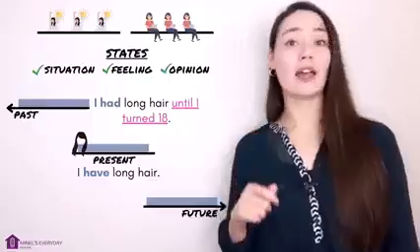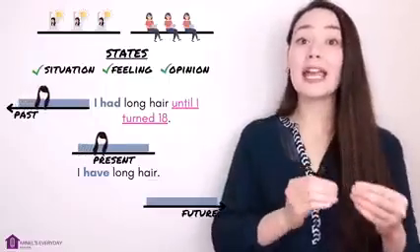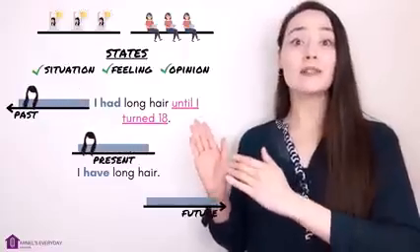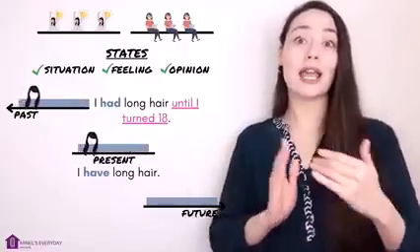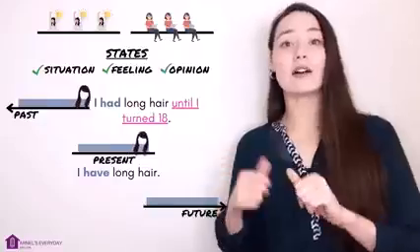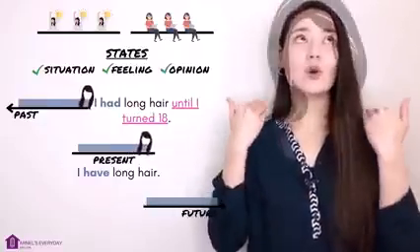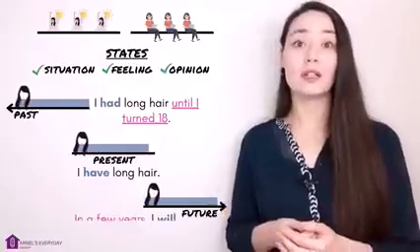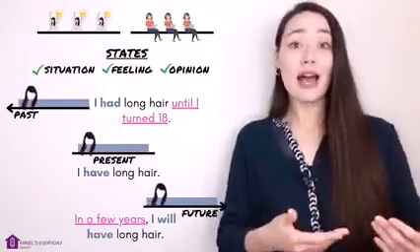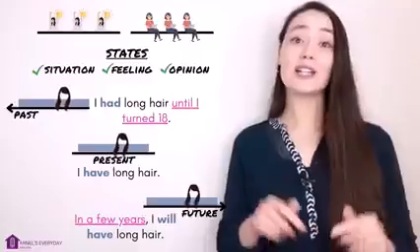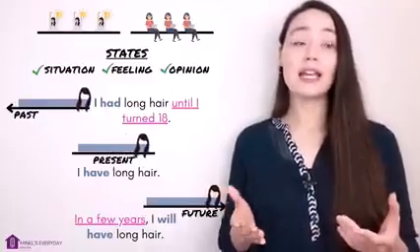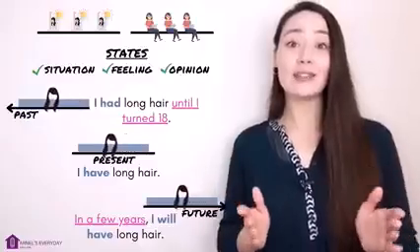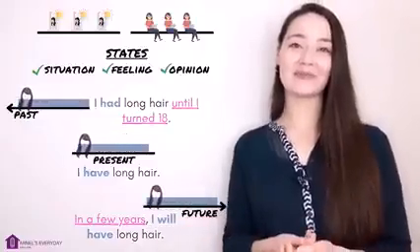I had long hair until I turned 18. Past state. And I'm giving you a specific time, until I turned 18. I had long hair, and now I have short hair. For example, future simple. In a few years, I will have long hair. Imagine now I have short hair. In a few years, I will have long hair. That will be my future state.